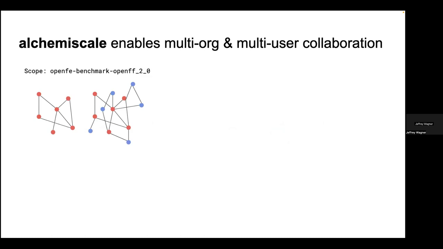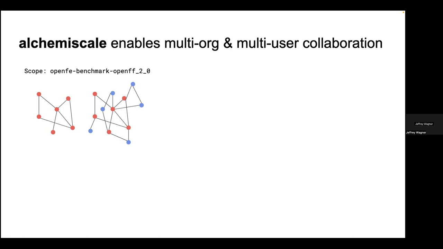And Alchemiscale really is a multi-org, multi-user system. So there's authentication built in. This is intended to be exposed to the internet. It is a web service. And so let's say you have two networks you submitted. Alchemiscale has this concept of scope, and it serves two distinct purposes I'm going to illustrate here.